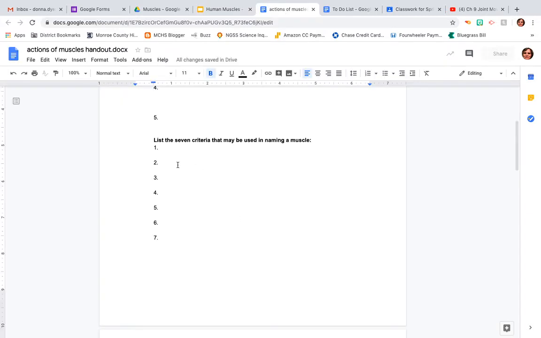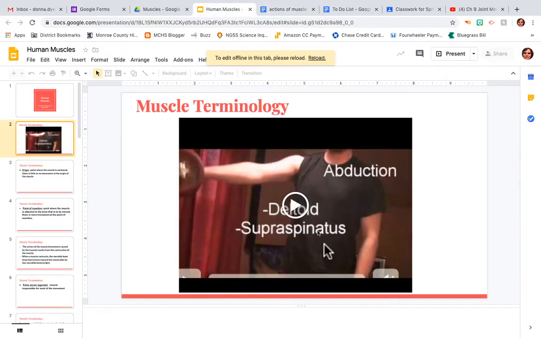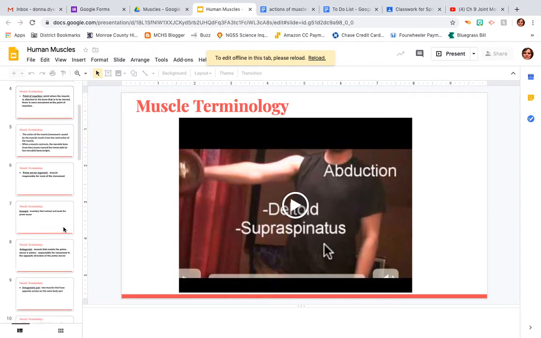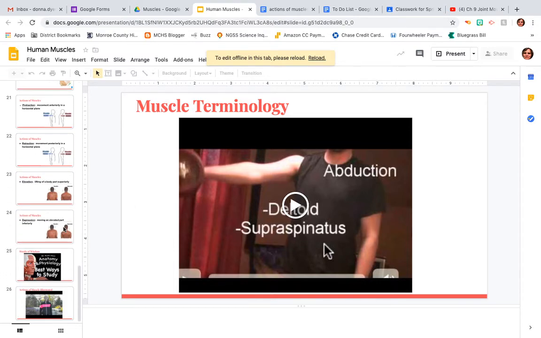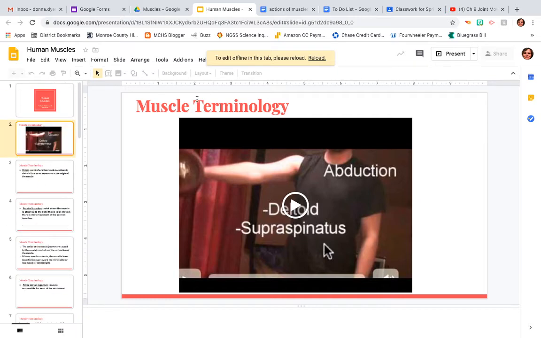This second part here, the 7 criteria that may be used in naming a muscle, I'm not sure if he covers it in this video or not, but I do know that it is also covered in this video on slide 25. So again, don't forget to watch that video as well because that is covered on slide 25.